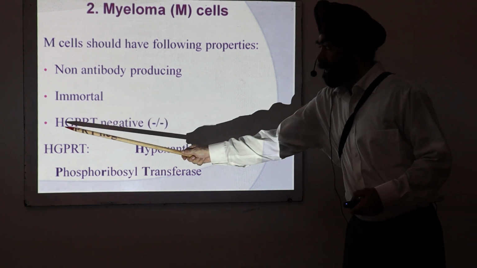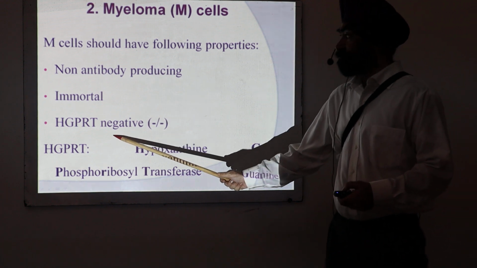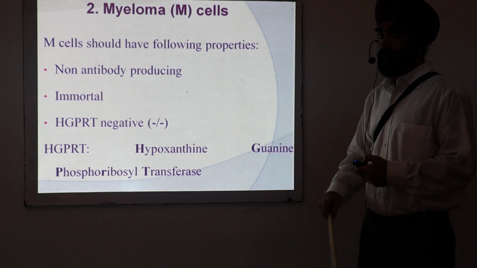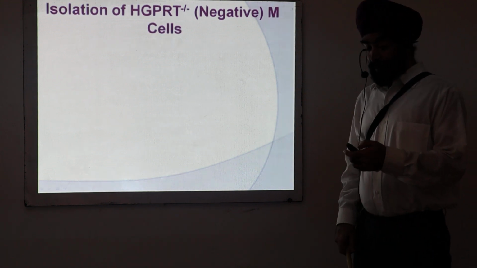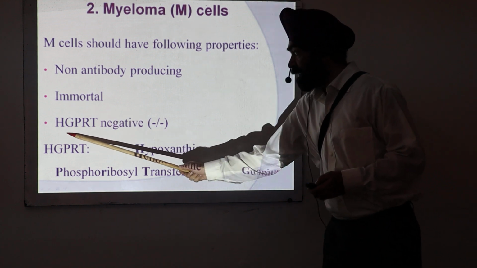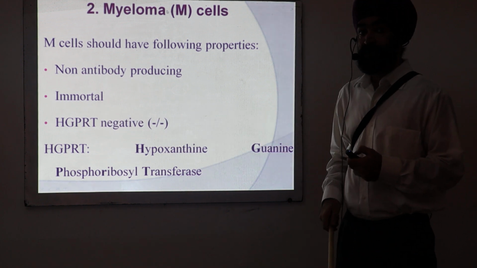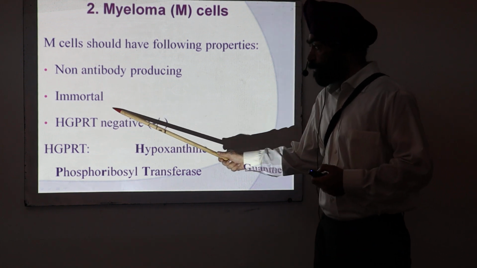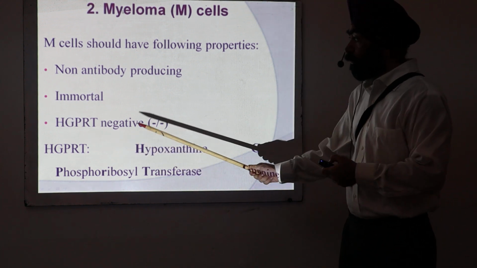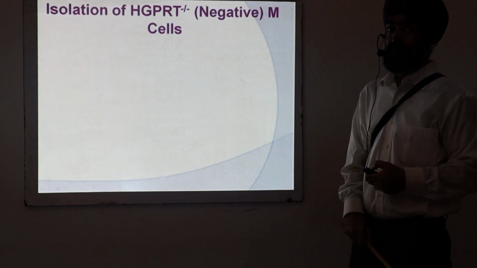That means the hypoxanthine guanine phosphoribosyl transferase (HGPRT) enzyme should be absent in these myeloma cells. So these are the desirable properties. But the point is, whenever you take myeloma cells, they are not necessarily HGPRT negative. You have to create these HGPRT negative cells. How to create them? The importance of using these negative cells I will discuss later, but first I will discuss how to get and isolate these HGPRT negative myeloma cells.